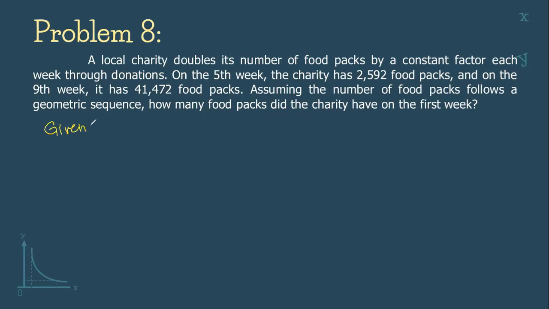Okay, so first things first, we need to identify the given. Ano po yung mga given dito? A local charity doubles its number of food packs. Meaning to say, we have here the r, which is 2, kasi po nagdo-double each week through donation. On the 5th week, so that is the a sub 5, is equal to 2,592 daw. And on the 9th week, so that is a sub 9, which is equal to 41,472. So actually, a sub 1 yung pinapahanap sa atin.